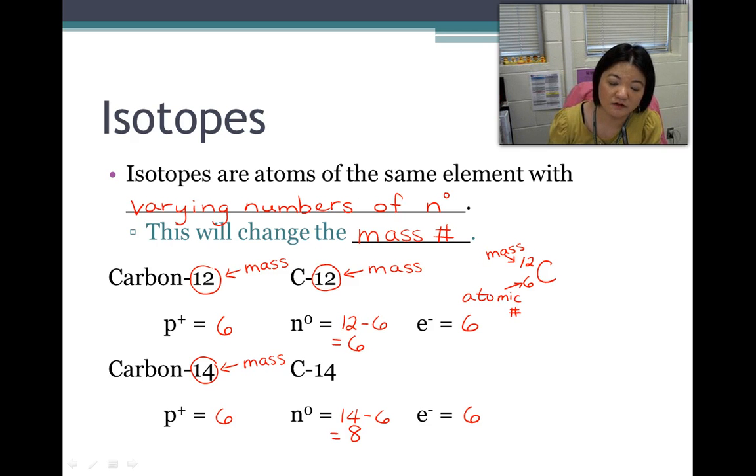Alright, so in the case of carbon 14, it'll be C with the 14 on the top and 6 on the bottom. 14 is the mass and 6 is the atomic number. Okay?